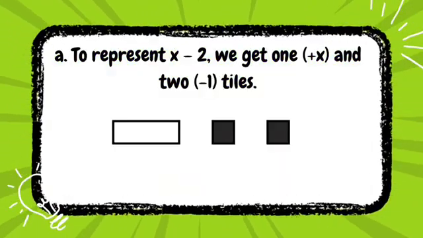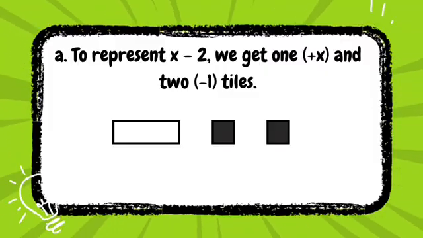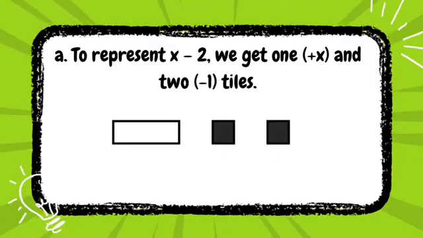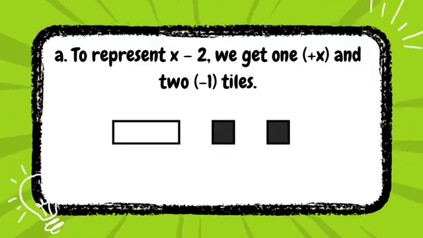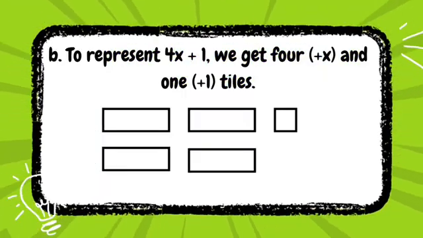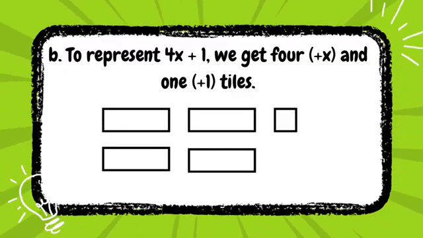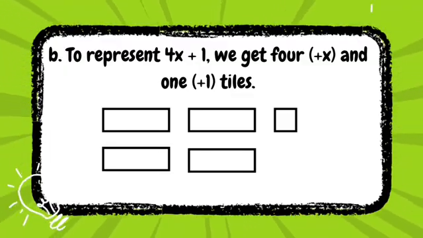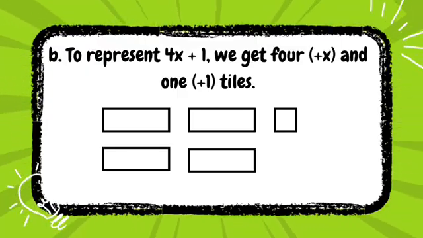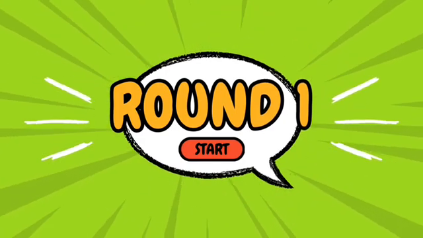So, let's represent x minus 2. To represent x minus 2, we get 1 positive x or the unshaded rectangle and 2 negative 1 tiles or the shaded small squares. So, how about 4x plus 1? To represent 4x plus 1, we get 4 positive x or the unshaded rectangles and 1 positive 1 tile or the unshaded small square.